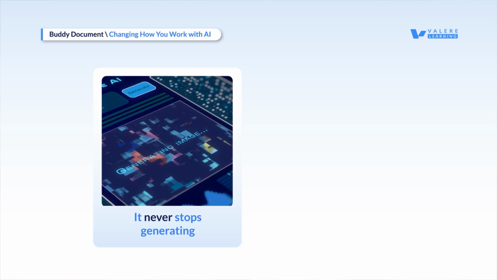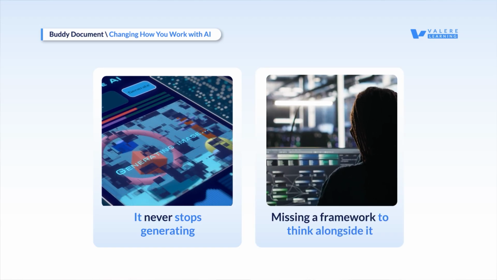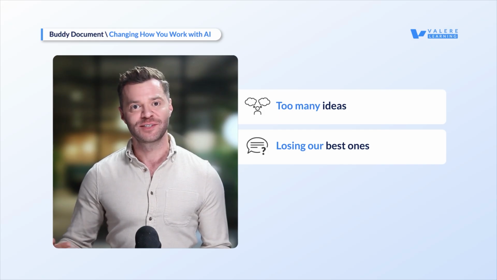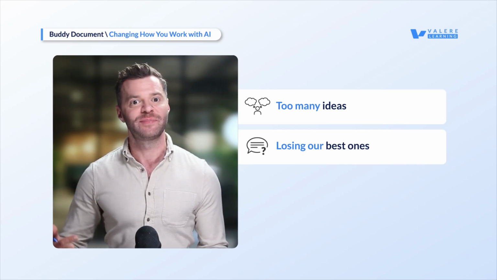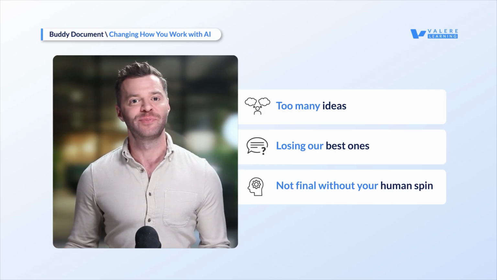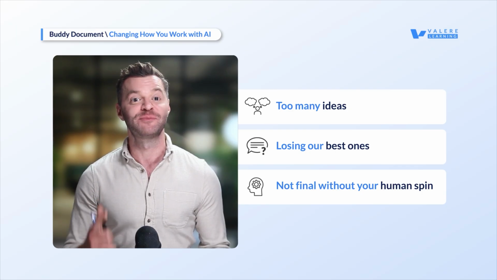AI has changed the way that we work, but our workflows haven't adapted to keep all those ideas straight. It's never going to stop generating, and yet we are still missing a framework to help us think alongside it. So what happens is we end up A, drowning in too many ideas, B, we lose our best ones because they're buried way up there deep in the chat, or C, we forget that no matter how good the output is, it is not final until you put your human spin on it.